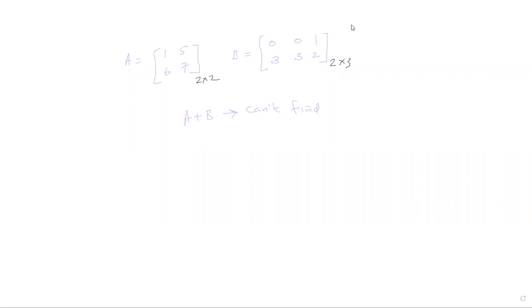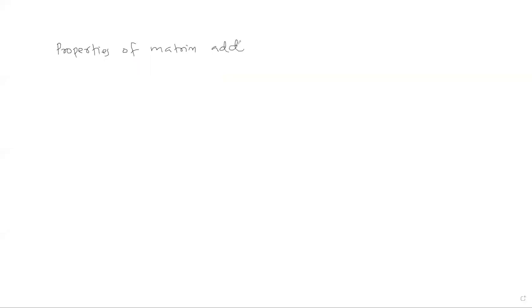Now, sir, matrix addition has some properties. The first property we have seen already, commutative. That means if you find a plus b or b plus a, both are same. Then is the associative property there or not? What can you say?